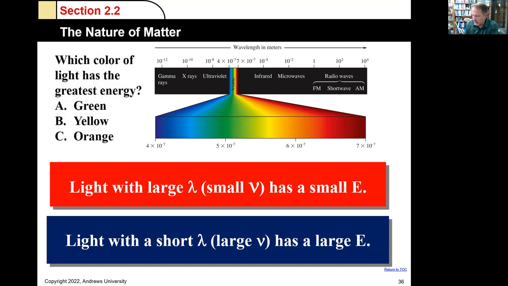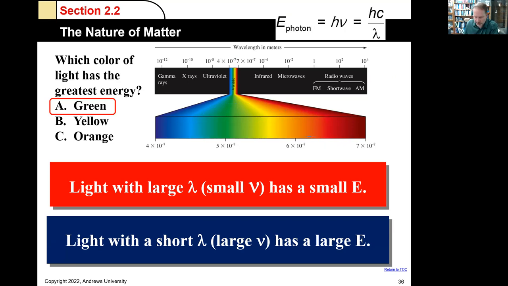So what about visible light? Which color has the greatest energy? Green, yellow, or orange? What do you think of those three? It turns out green, because green is closer to the blue side than yellow and orange. So this has the greater energy, and this has low energy on this side.